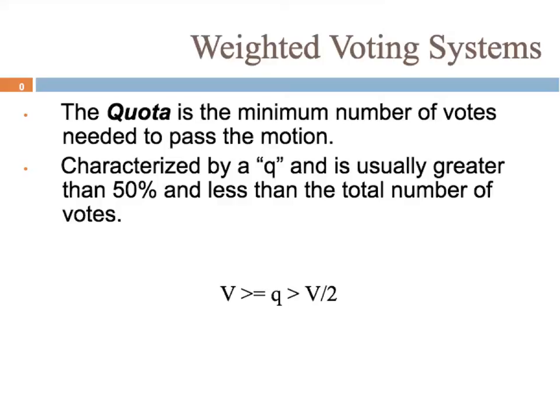The quota is the minimum number of votes needed to pass the motion. Okay, and this is characterized by Q, and not always, but usually greater than half, or 50%, and less than the total number of votes. In the next couple slides we're going to look at some scenarios where this is not true, but usually this is what we want in a weighted voting system.